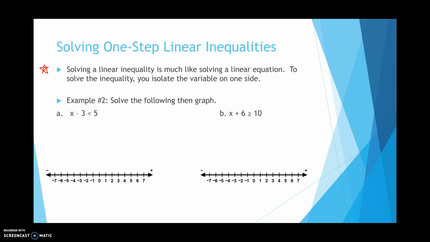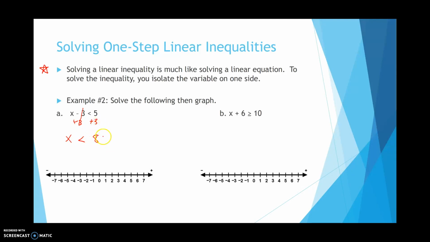So for A here, we have x minus 3 is less than, this is the less than symbol, 5. So we want to isolate x, which means get x all by itself on the left side here. So what I'm going to do is add 3 to the left side to cancel out the 3's, but whatever I do to one side, I have to do the same to the other, so I'm going to add 3 to the right side. So 5 plus 3 gives me 8. So I have here x is less than 8.